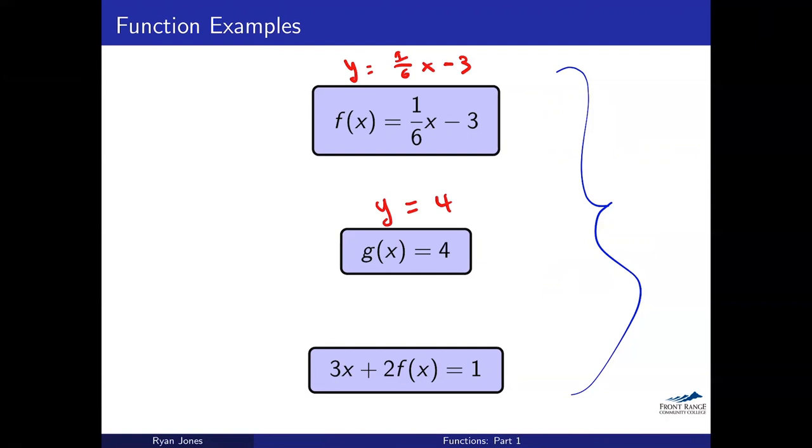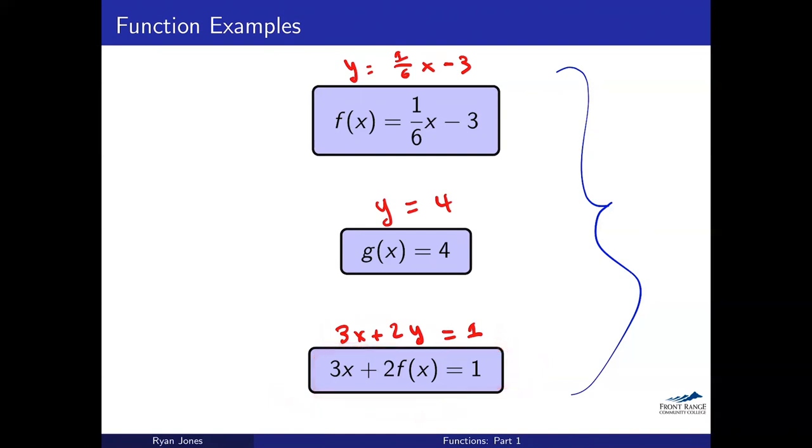And then here, lastly, this is a notation that you probably won't see very often, but just like you could write 3x plus 2y equals 1. And we've seen problems like this where I give you 3x plus 2y equals 1 or something similar, and you solve it for y. I could write this like that and then solve it for f of x.